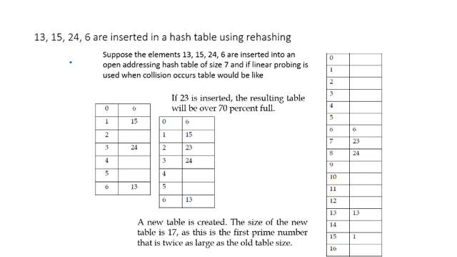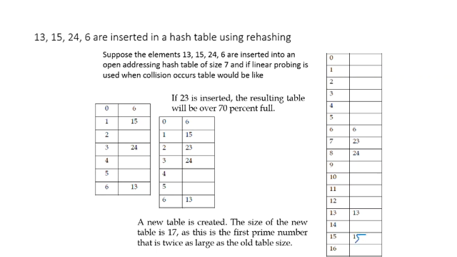So what happens is each and every element will be rehashed again. Now you can see 13 mod 17 is 13 itself, so it will be stored in the 13th location. 15 mod 17 is again the same location, so you will have 15 over here.